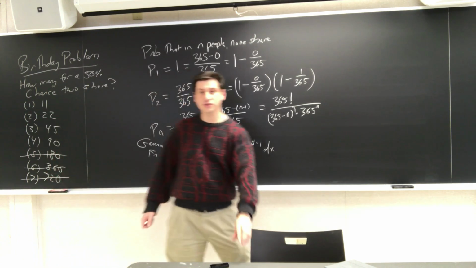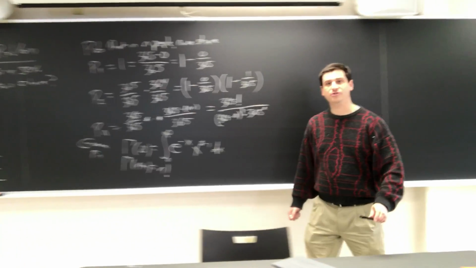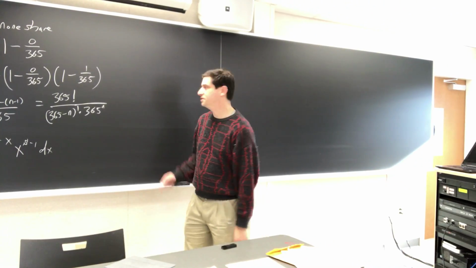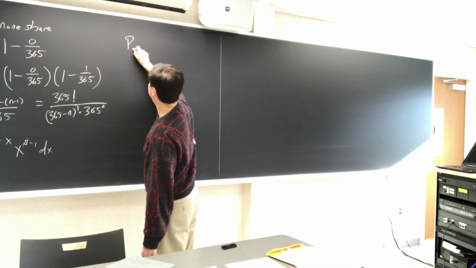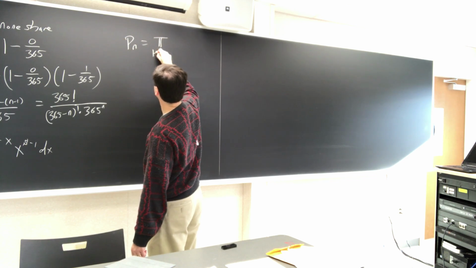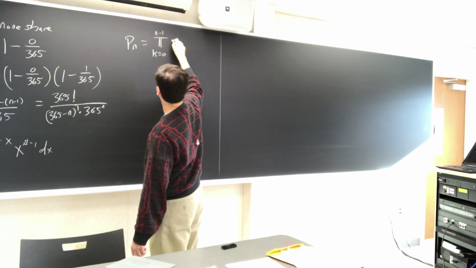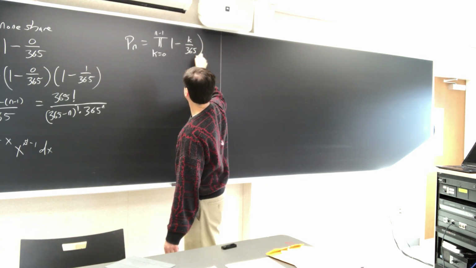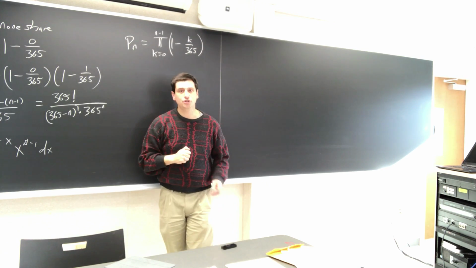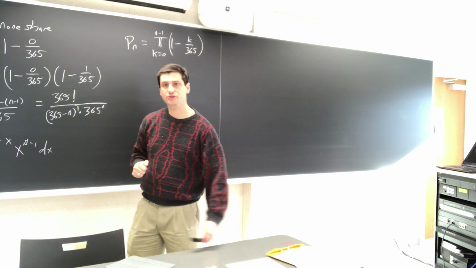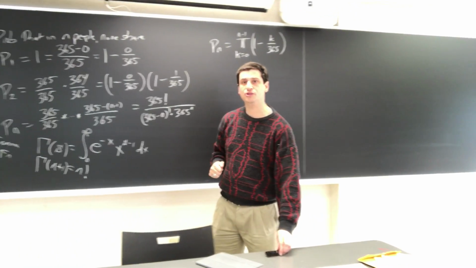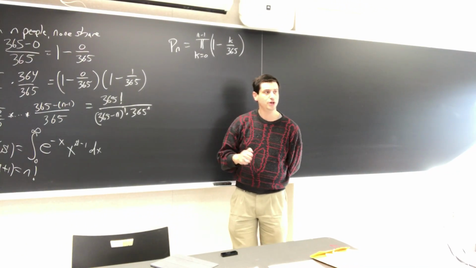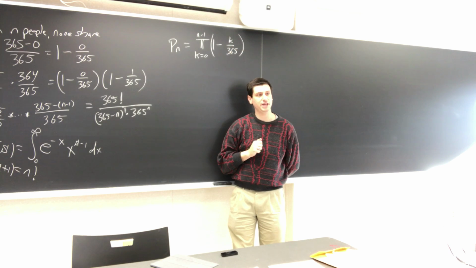Another way to write this, and this is going to be useful, a lot of what I'm doing now is to try to get us positioned for later in the semester, is Pn is the product, k goes from 0 to n minus 1, 1 minus k over 365. So you've hopefully seen summation notation before. What I want to do now is I want to try to use product notation. So this just means multiply everything out.